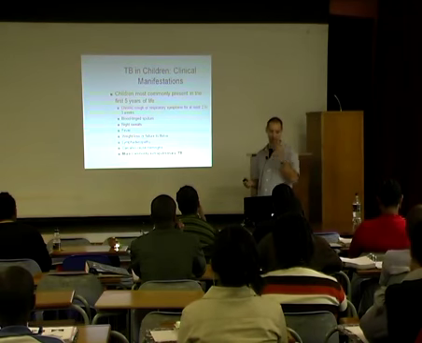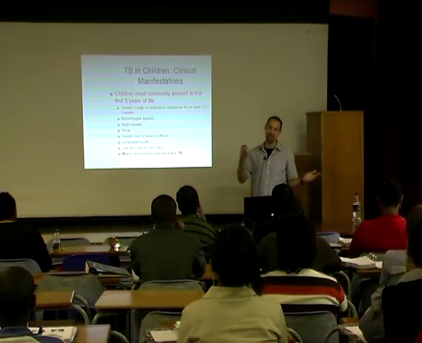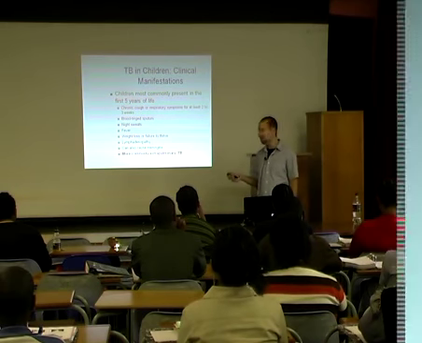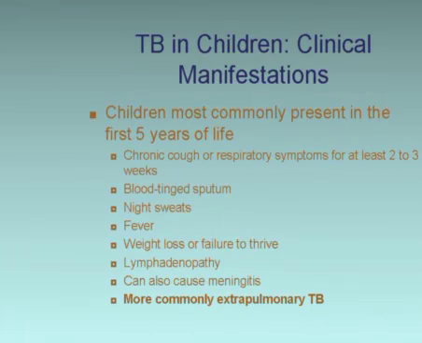And in HIV-infected individuals and in children, TB is much more commonly extrapulmonary TB. So not just located in the lungs, but also other places. TB meningitis, TB pleural effusion, pericardial effusion, TB abdomen, TB of the bone, TB of the kidneys. It can be any of these things.